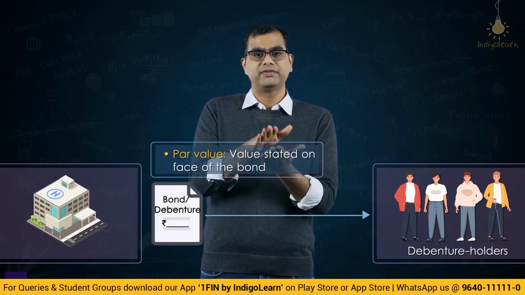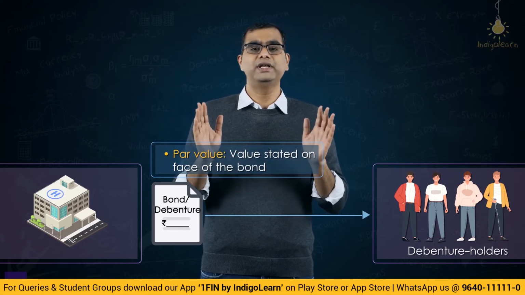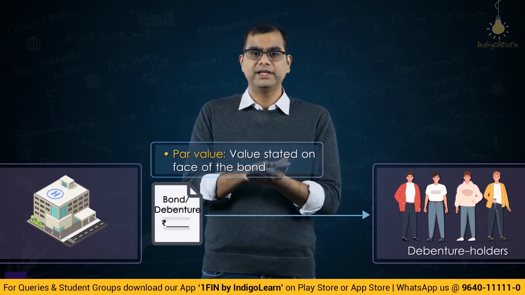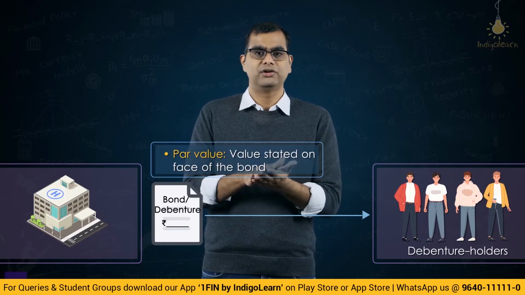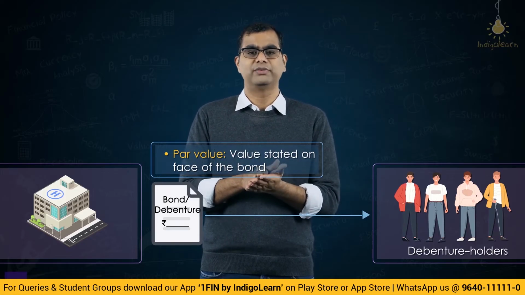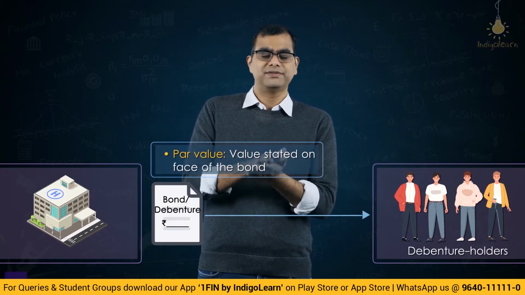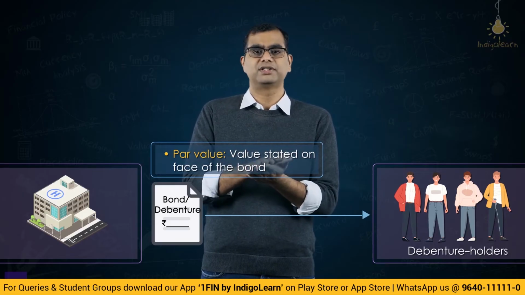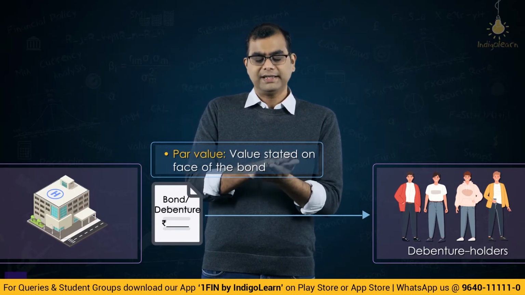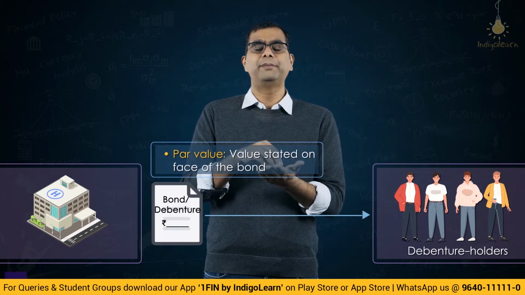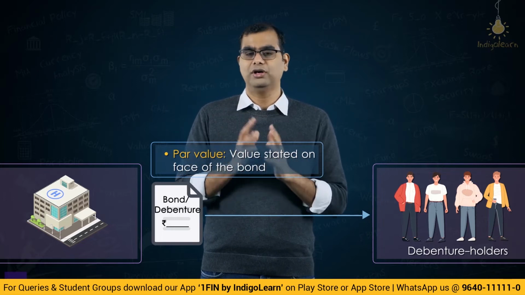So debenture certificates, share certificates, all of them used to be physical documents earlier. Nowadays they are all electronic. Nobody has them physical unless they are small companies. Okay, so assume for a moment there is a physical document, a debenture certificate or whatever. That has something called a value which will be repaid at the time of redemption. That value is called par value.